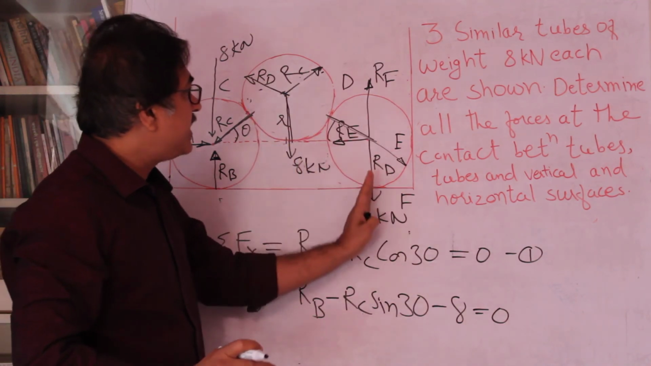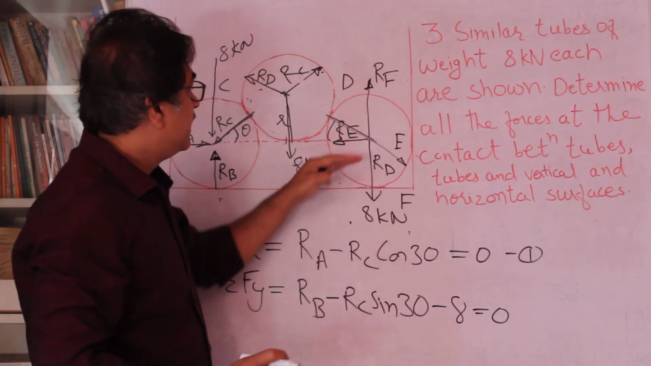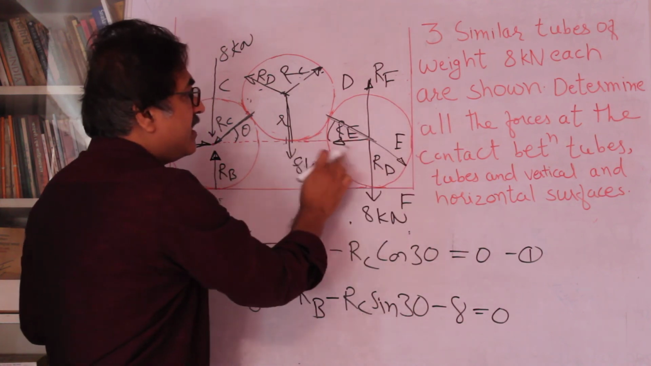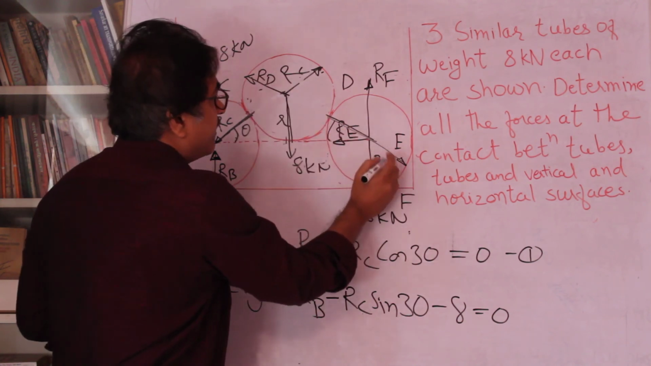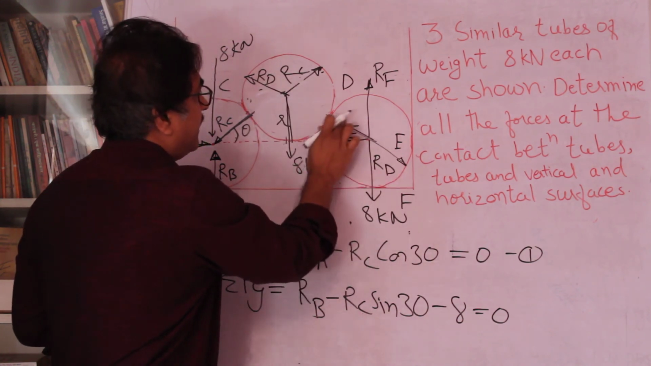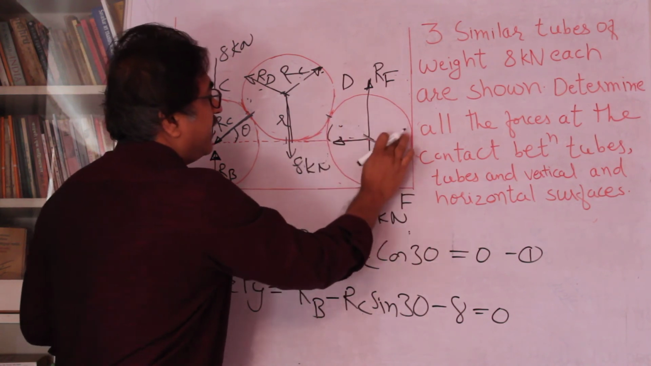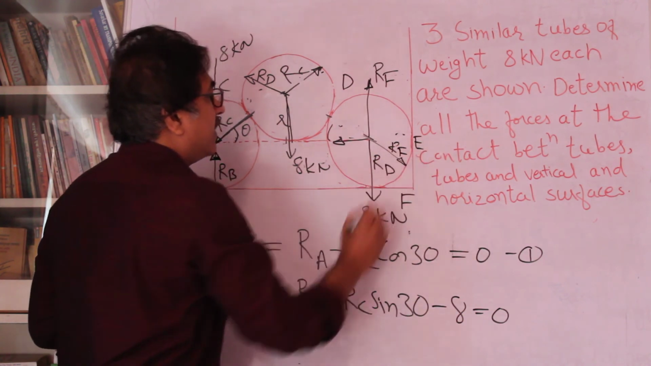Similarly here, it's a weight, the normal reaction at point F. Then this is going to produce horizontal, this is RE, and the action of this tube on this is RE. We can say, I'm showing it here so that this is E here. So this is RE. Okay.